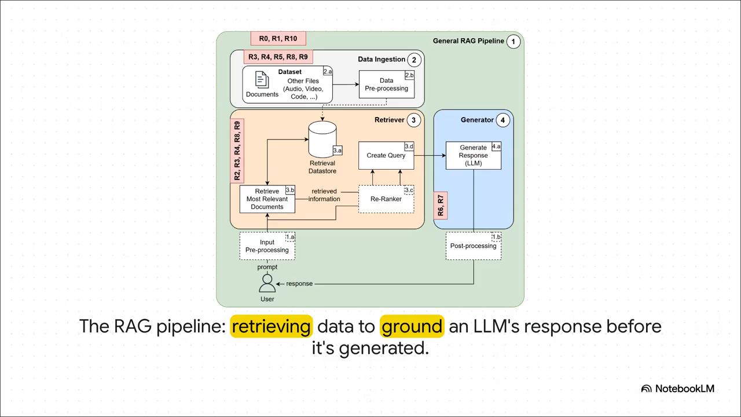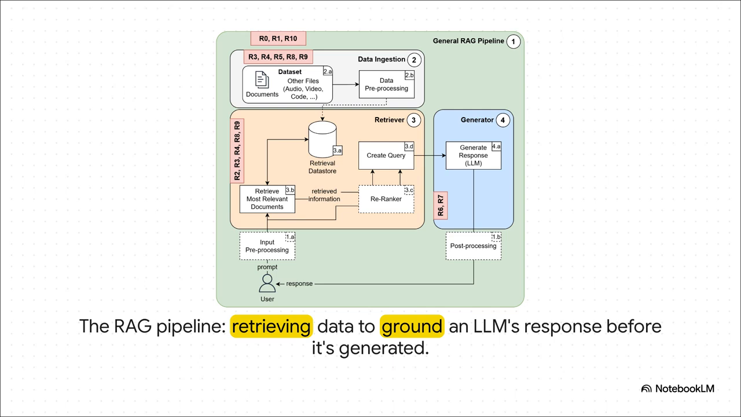And you can see that whole pipeline right here. The user's prompt comes in, and right away it goes to the retriever. Think of the retriever as a super-fast librarian. It searches a data store, which is just full of your trusted documents, to find the most relevant bits of information. Then that info gets combined with your original prompt and sent over to the generator, which is the language model itself.